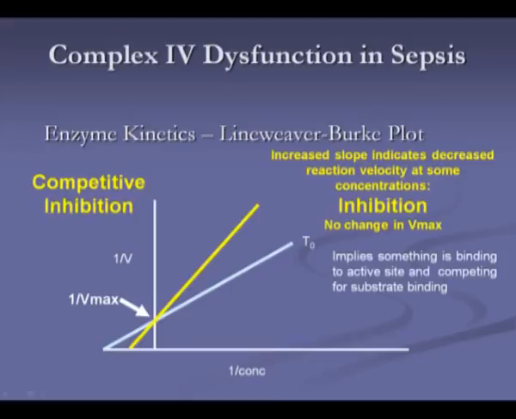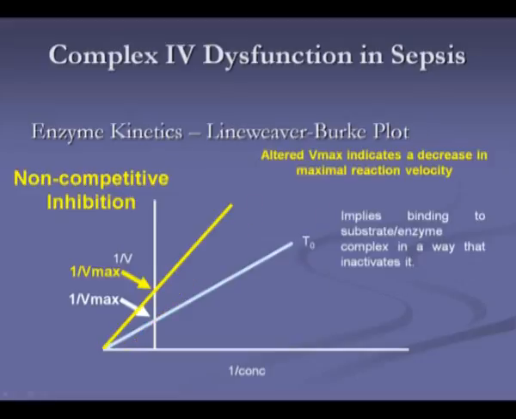A change in the slope, in this particular case, an increase in the slope, means a decrease in the velocity overall, indicates decreased velocity at some concentration, but if the Vmax doesn't change, the change in velocity implies inhibition. If there's no change in the Vmax, this is competitive inhibition. It implies that something is binding to the same site where, in this case, the cytochrome C would be binding and competing for it. But ultimately, if you put enough cytochrome C in, you'll reach the maximum velocity and the competition will go away.